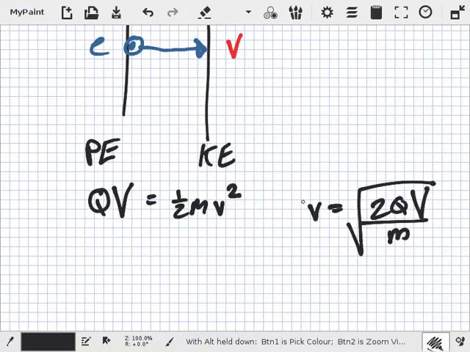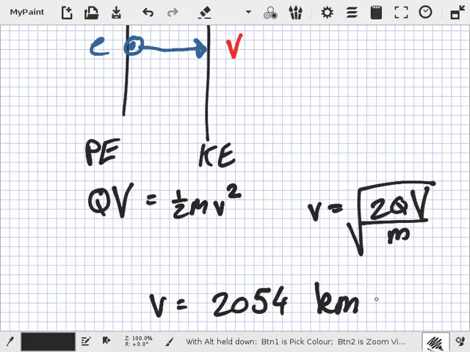2,054 kilometers per second. Quite fast. Is that okay? Yeah. The next one.